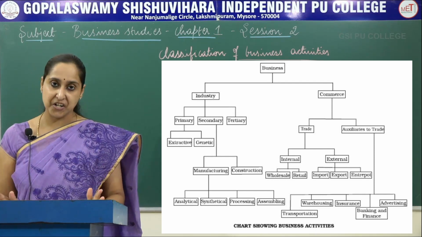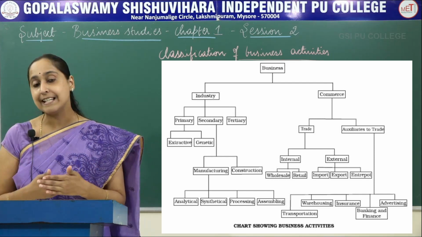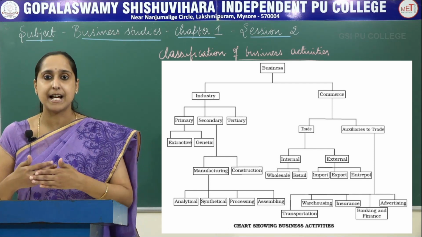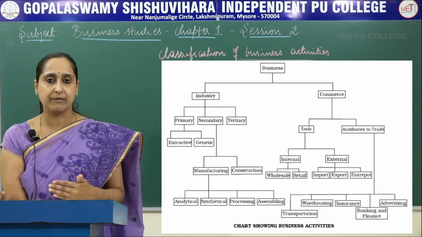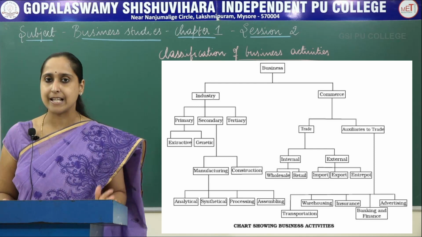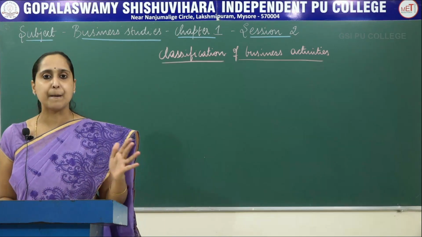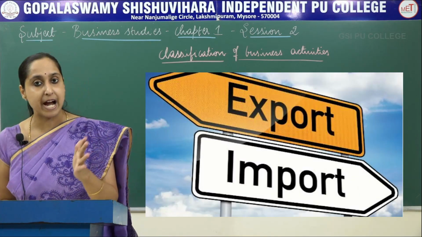Next is external trade. External trade is also known as foreign trade. If the buying and selling of goods and service takes place outside the geographical boundary of a country, or between 2 countries, we call it external trade or foreign trade. And in this again there are 3 types: import trade, export trade and entrepot trade.